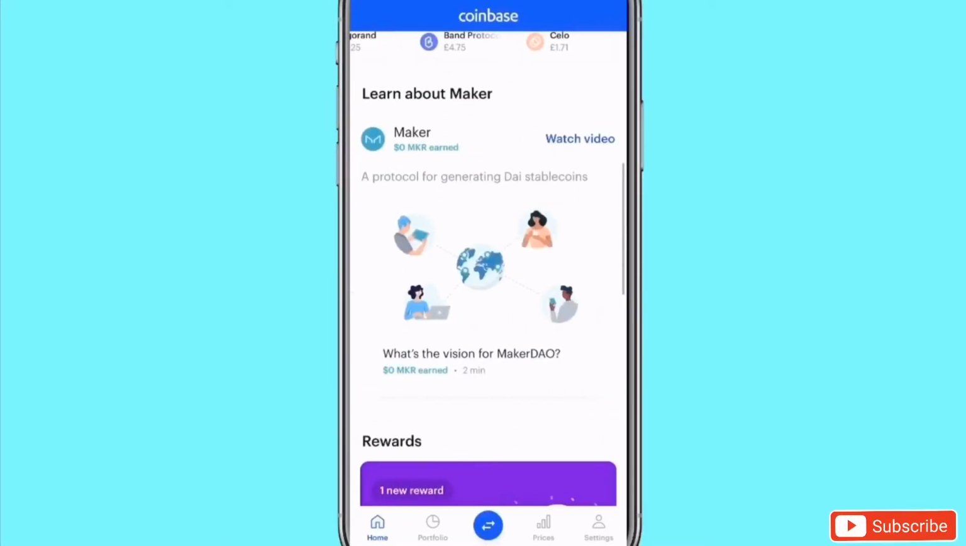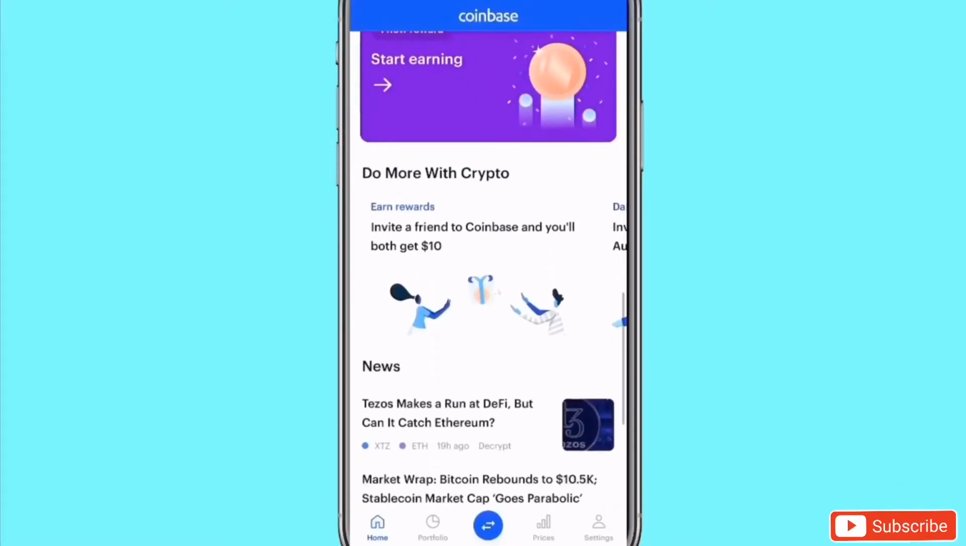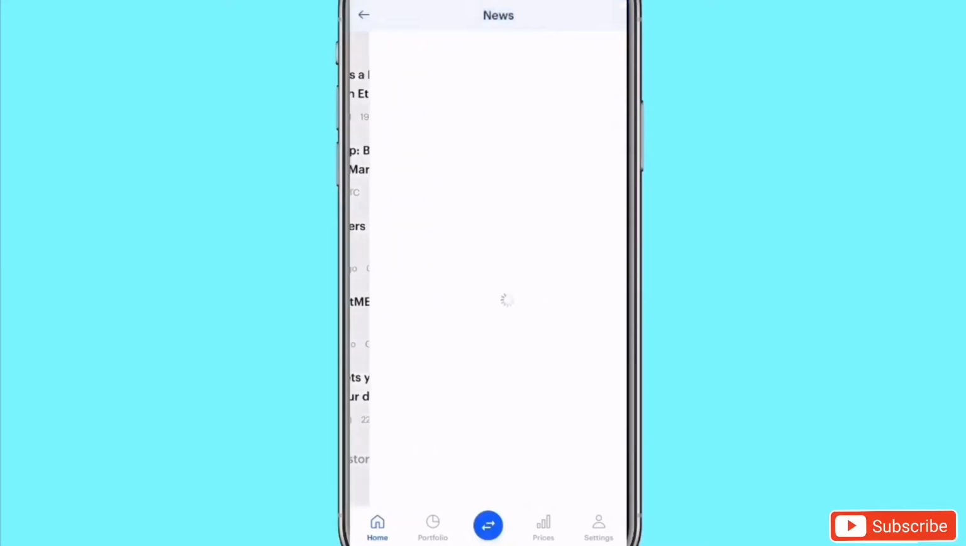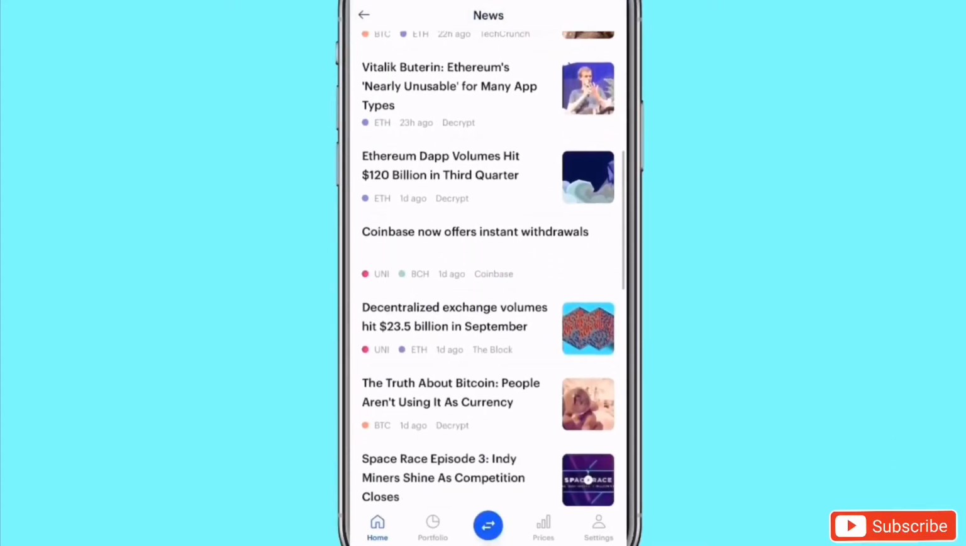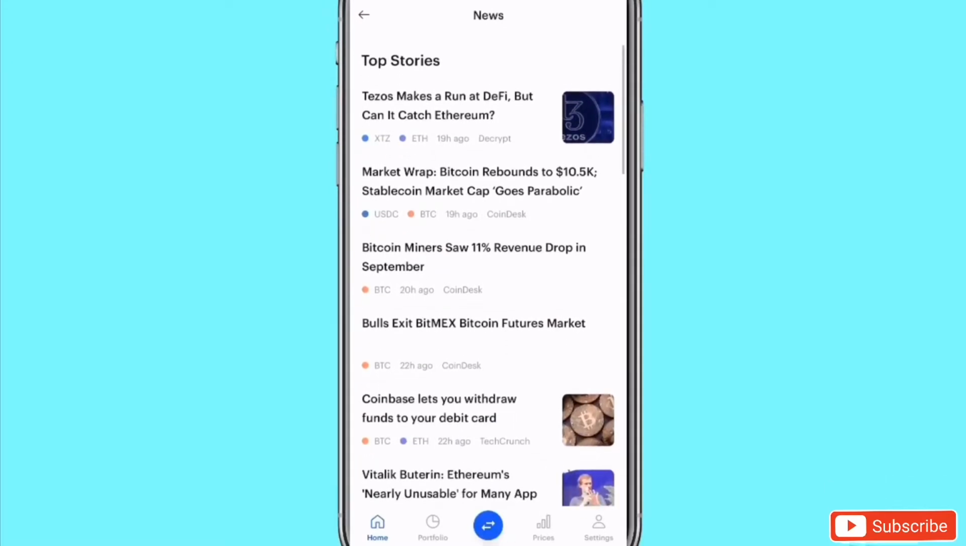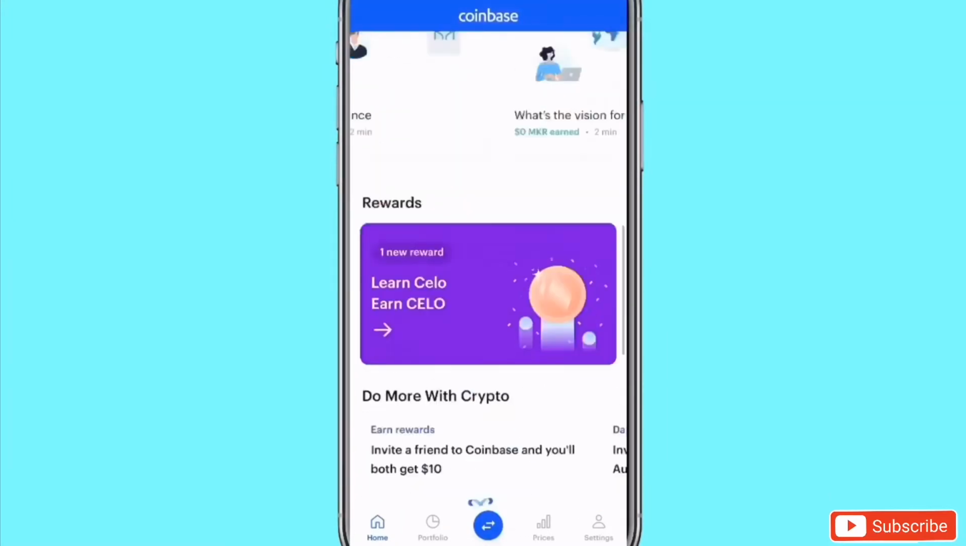So you've got this one's Maker, and then we can scroll down and it gives you some news on all different cryptos, so you don't have to keep searching around. You can literally go view more stories and it just gives you constant updated news every single day. So rather than you having to search around and find news, this gives you kind of the main news that's going on in the market. So this is pretty much it for the home page.